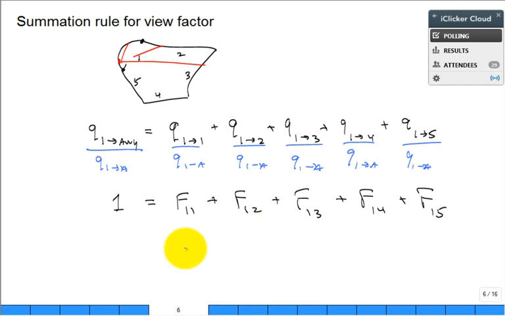So now you can see the summation rule. The sum of all the view factors from this surface 1 to any and all surfaces j has to equal 100%. That's the summation rule. We generalize it by saying for any surface i, the sum over all surfaces j of the view factors has to be equal to 100%.